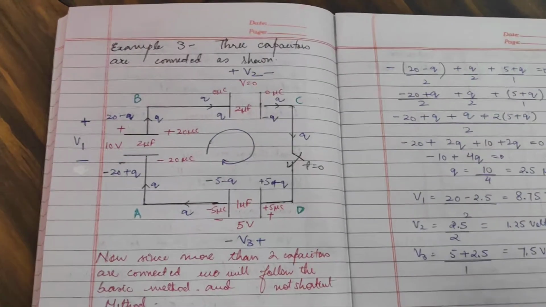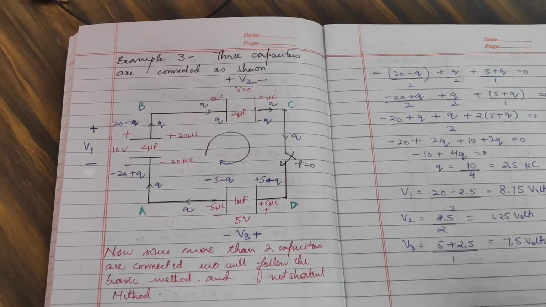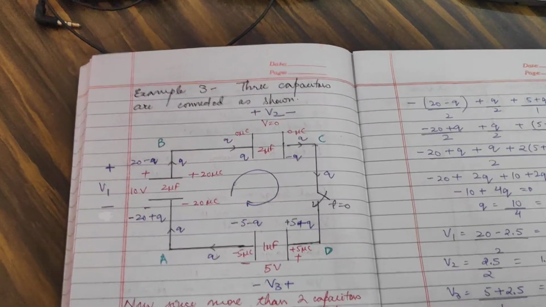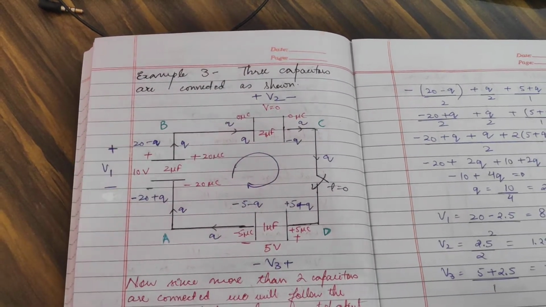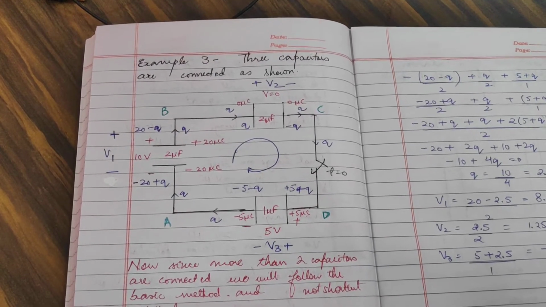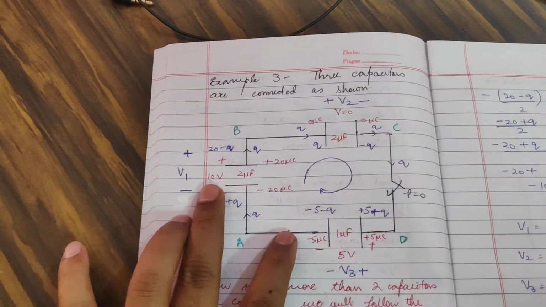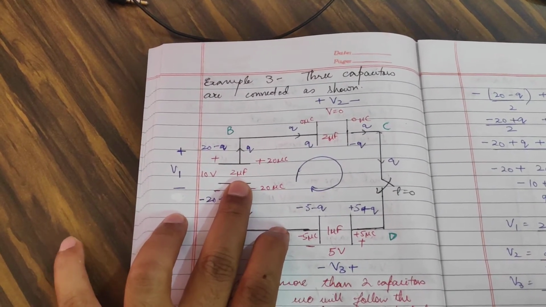Okay. So this is another illustration, a very good example, where I've taken 3 capacitors. And when there are 3 capacitors, I will follow the first method which I had told you, in which I was moving charge from one capacitor to another. Okay. Now children, if you notice, here it is 10 volt and it is 2 microfarad.